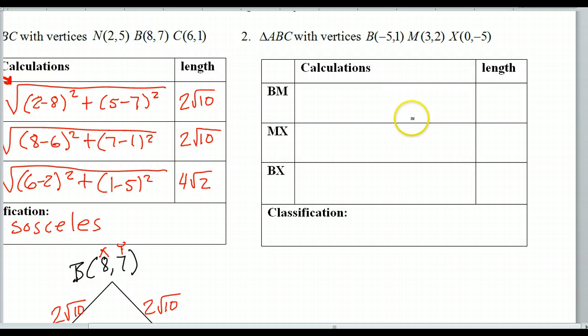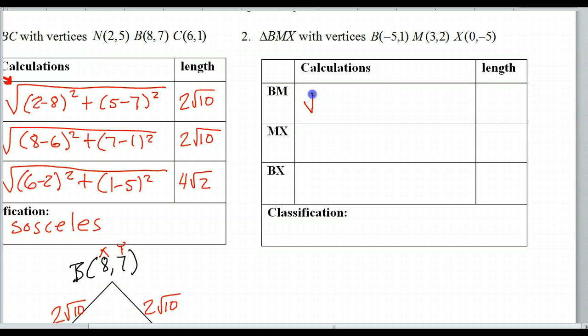So let's just do this one more time. For some reason this says ABC, but then it's actually BMX. I'm going to do it without the picture this time, because it is the same concept. So I've got 3 sides of a triangle. If I've got points B, M, and X, one side of the triangle is going to be BM, another side is going to be MX, and the third side is going to be BX.